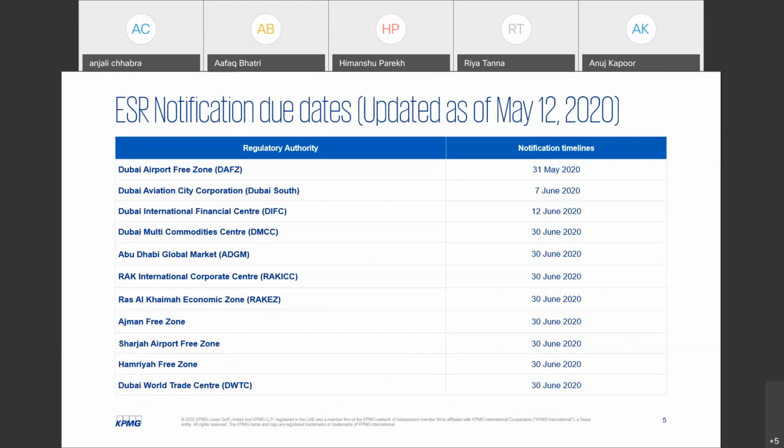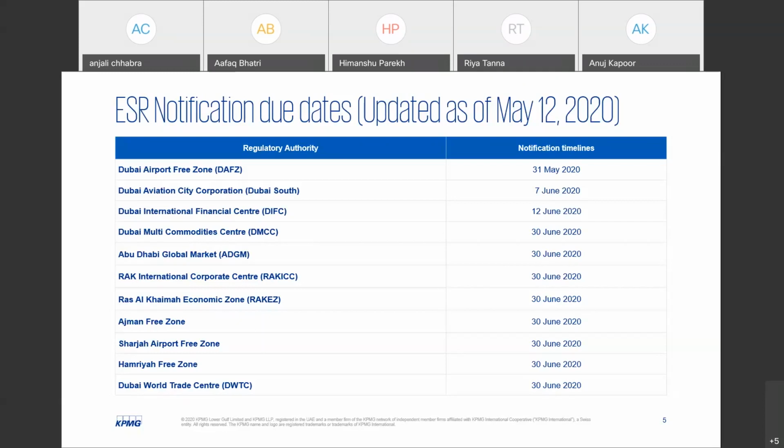Now, I said a lot about regulatory authorities, and I also mentioned that while the mandate was started by the Ministry of Finance, as one would have expected, the responsibilities were soon delegated to the respective regulatory authorities, which for free zone entities become the respective free zone in which you are set up. These are some of the dates for notification for the financial year ended 2019, which have been already announced.